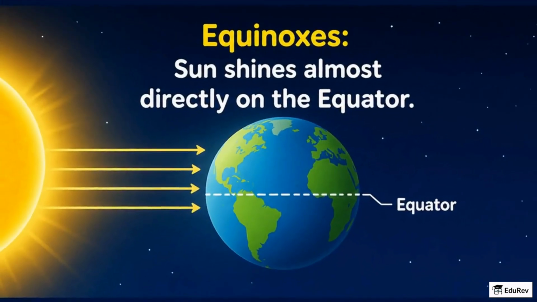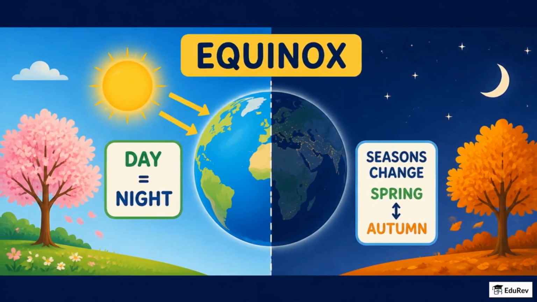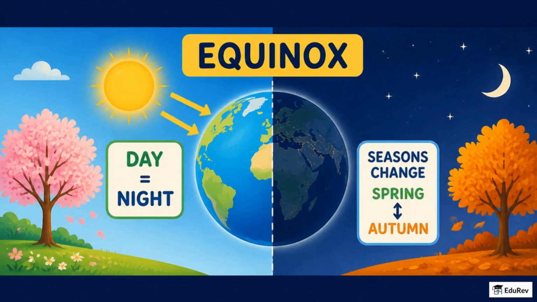There are 2 positions called equinoxes when the sun shines almost directly on the equator. At equinoxes, day and night are nearly equal in length everywhere on Earth, and seasons switch between spring and autumn.